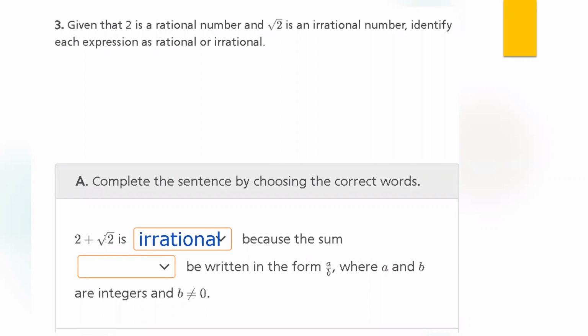Why? Because the summation cannot be written in the form of a over b. You cannot write it. That's why when you add a rational with an irrational number, the answer will be irrational.